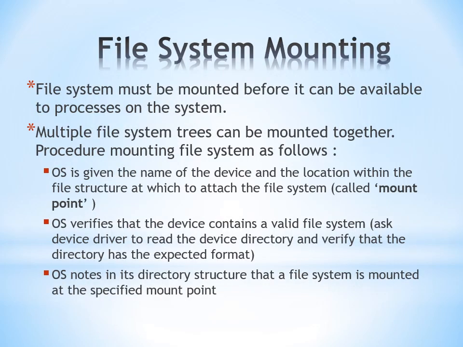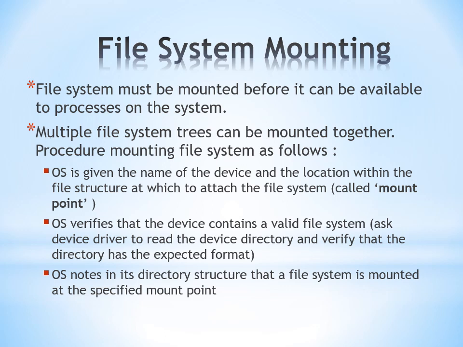Another thing you have to know about the file system is file system mounting. Each file system must be mounted before it can be available to be processed on the system. Multiple file system trees can be mounted together. For the mounting procedure, the operating system is given the name of the device and the location within the file structure to attach the file system. We call this a mount point.